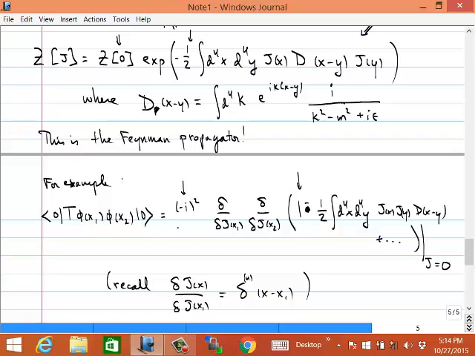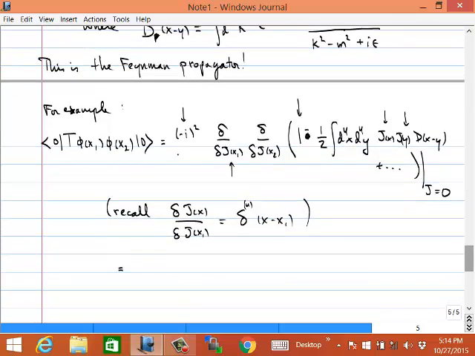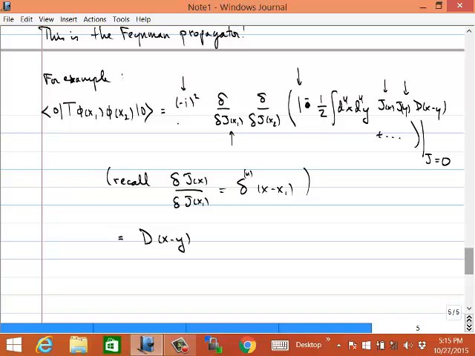But the point is that there's two different ways of taking this derivative. This d by dj of x1 could act on j of x, or it could act on j of y. And same for that d by dj of x2. So what you're left with is two different factors, both of which just give you delta of x minus y. So this reproduces the calculation that we did using free field theory for the time-ordered correlation function of two of these field operators.